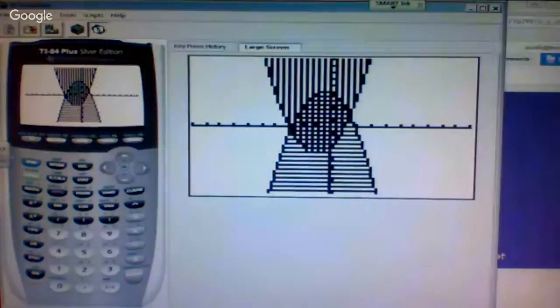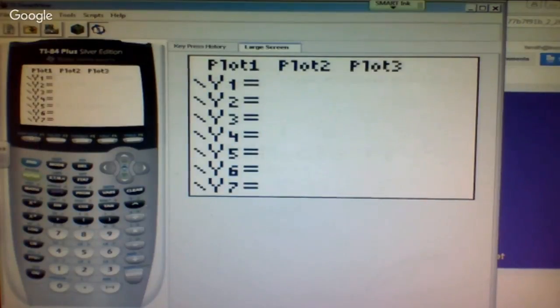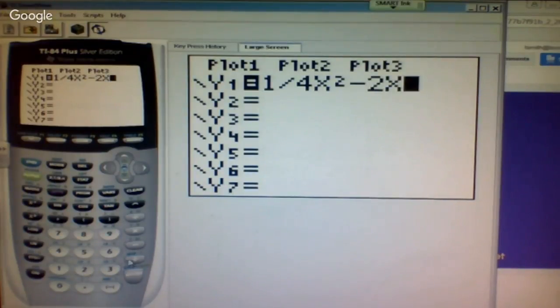Okay, so when you plug this in, you've got 1/4. Remember, 1/4 is just 1 divided by 4 in your calculator. X squared minus 2x plus 1.